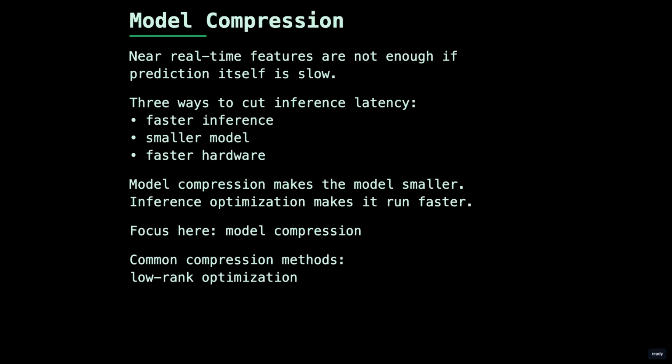This area is moving quickly, and the tool set keeps expanding. Even so, four methods show up very often. Low-rank optimization reduces redundant structure. Distillation transfers behavior to a simpler model. Pruning removes unneeded weights, and quantization uses lower precision numbers.